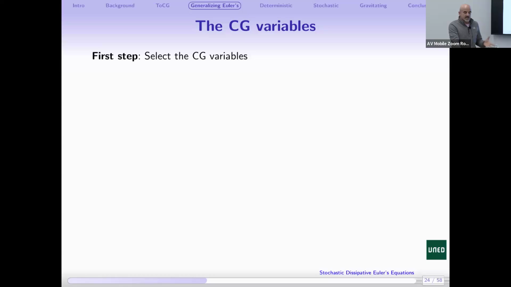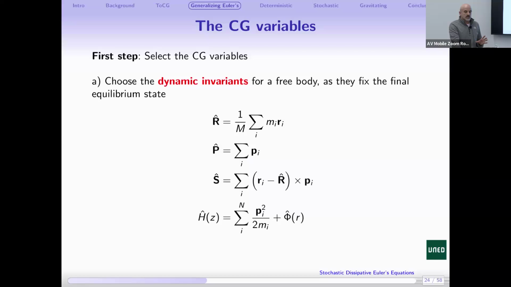In the first step, you have to select the coarse-graining variables because the theory is going to tell you how these variables move. We choose the dynamic invariance of a body, which is a body not subject to external forces or torques: conserve the center of mass, the total momentum, the total angular momentum, and the Hamiltonian. So this dynamic invariance fixes the equilibrium state of the system, so we have to retain them.